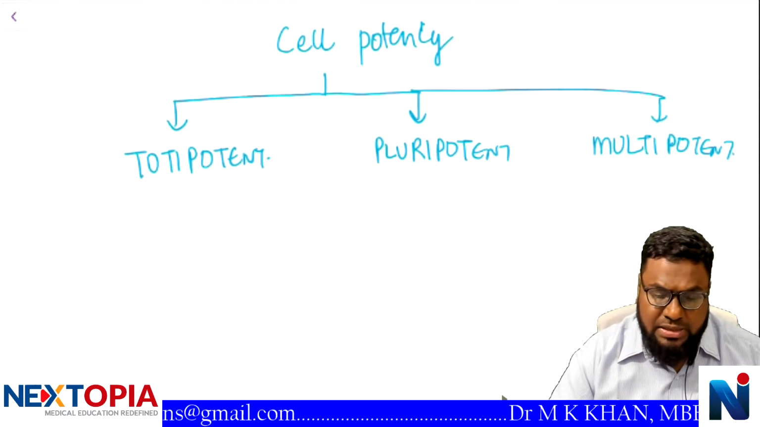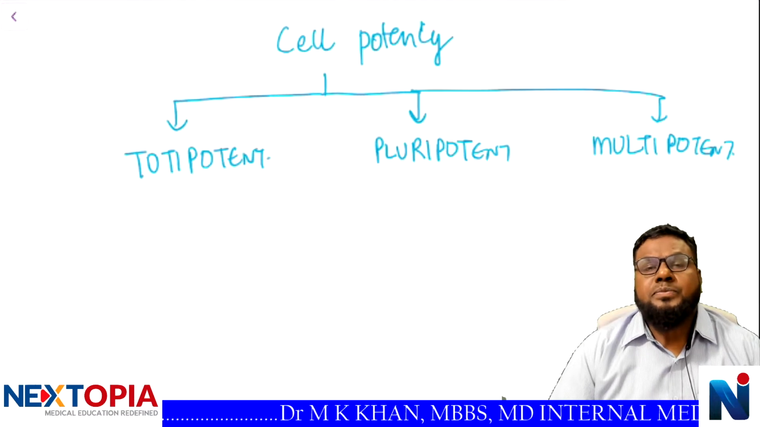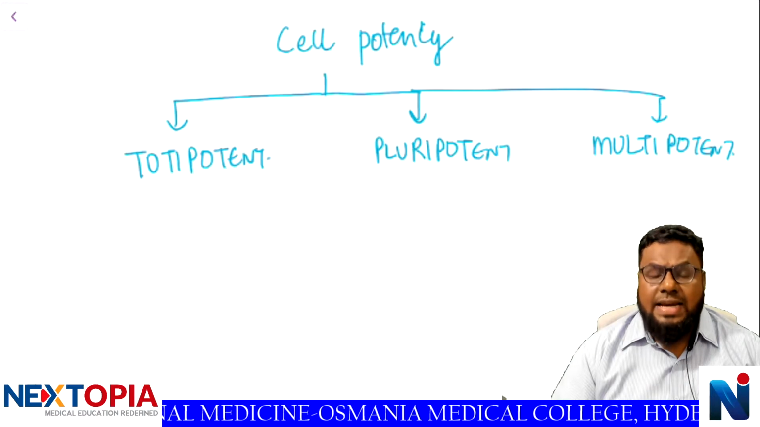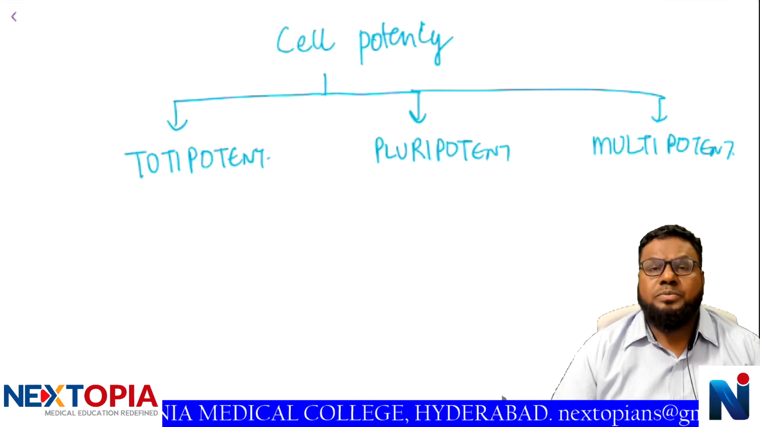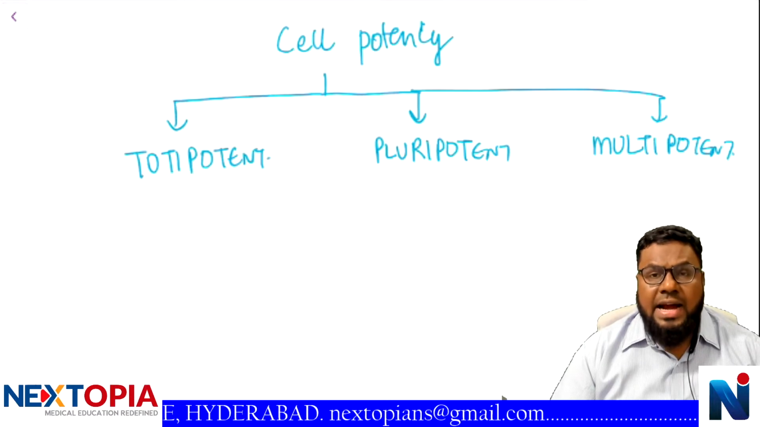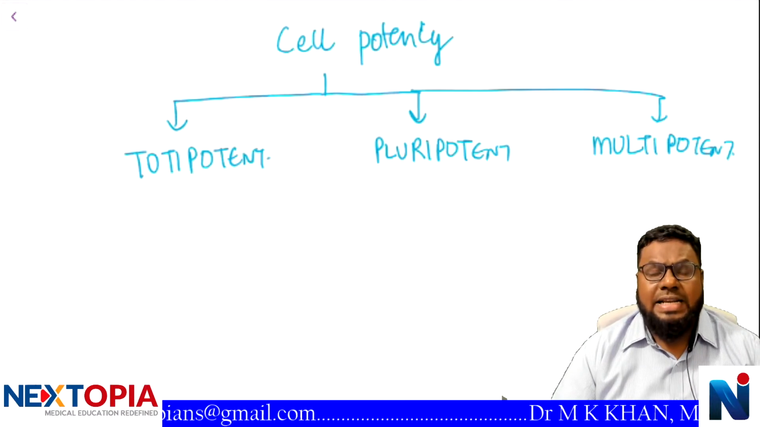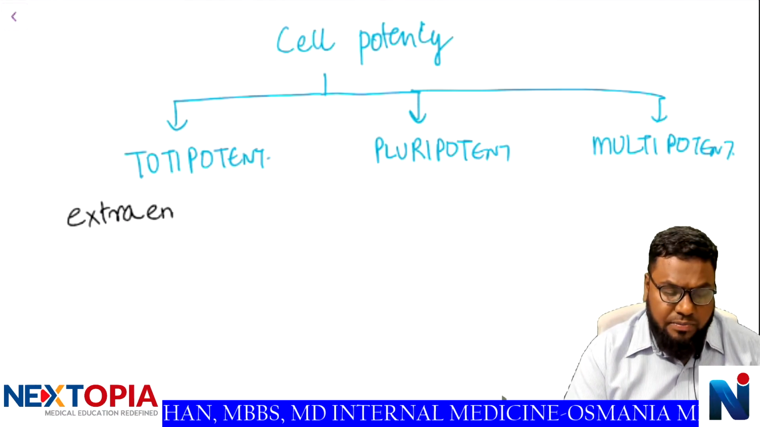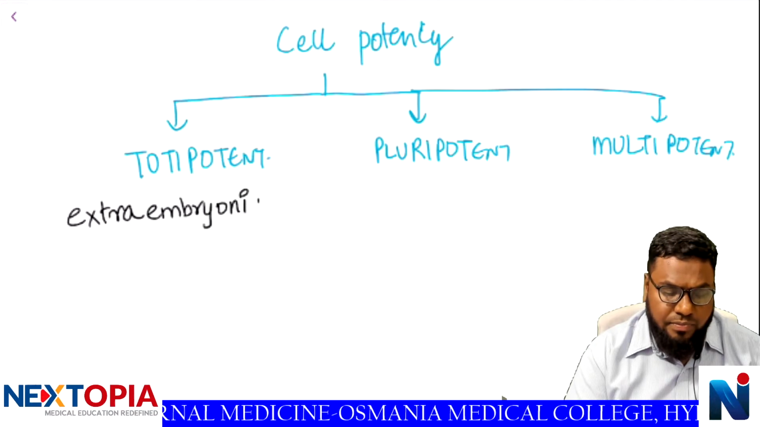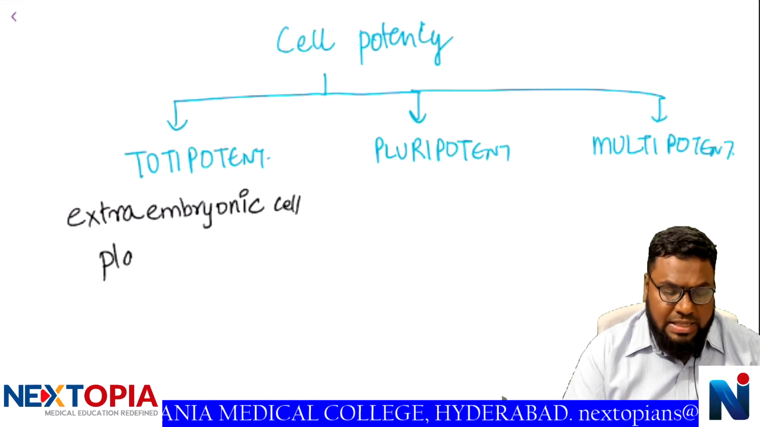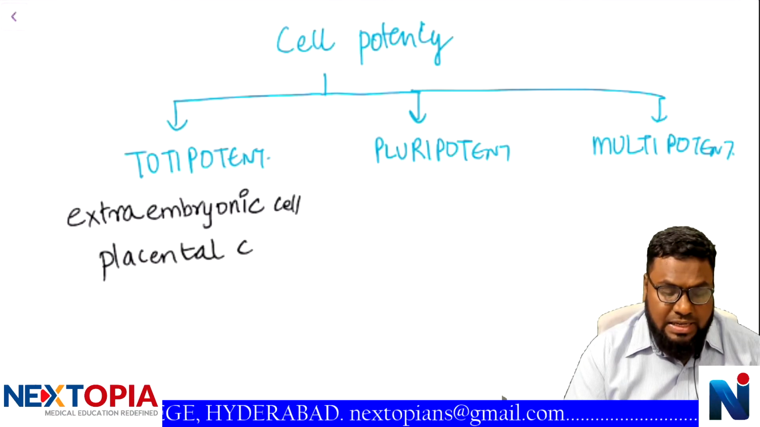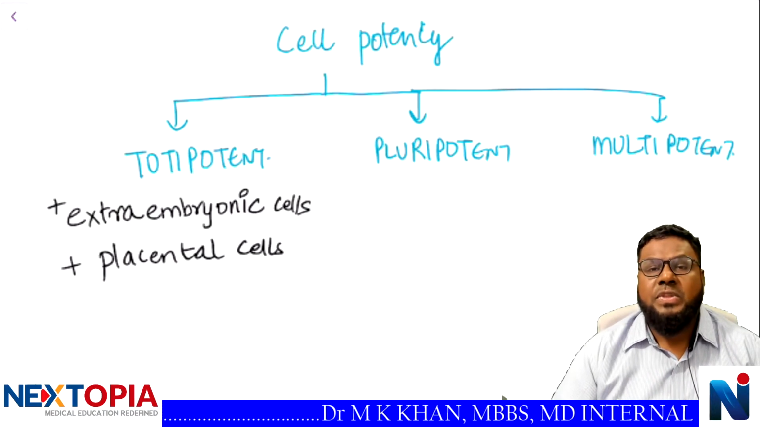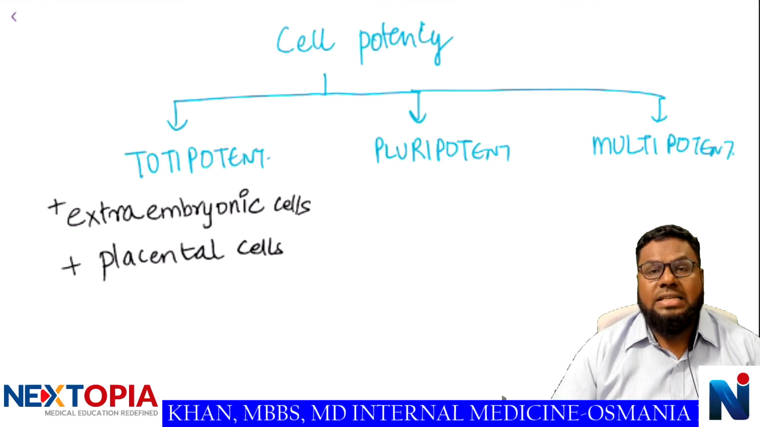So, multipotent cell. All right. What is a totipotent cell? A totipotent cell is a cell type in the embryo which, in addition to extra embryonic cells, and we have got placental cells. So in addition to these placental cells and extra embryonic cells, the stem cells which are present, these are the totipotent cells.